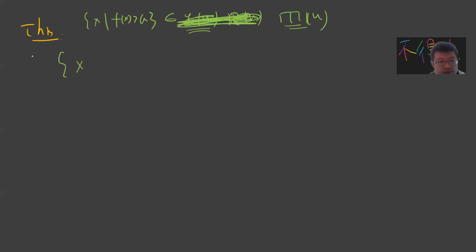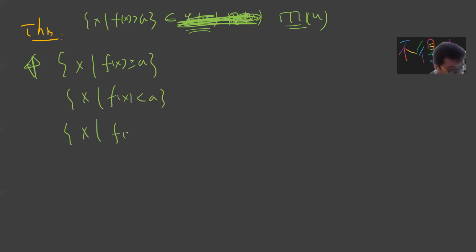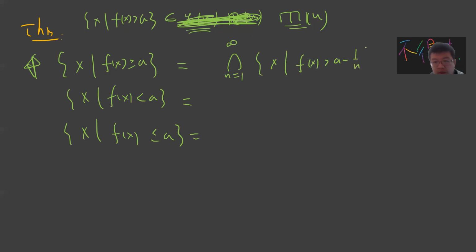The first thing is that f of x greater than or equal to a is measurable for every a, and also f of x less than a is measurable. Also f of x less than or equal to a is measurable. The proof is very simple. Let me write this down. You can write this as f of x greater than a minus 1 over n. For each n, this is measurable by definition.